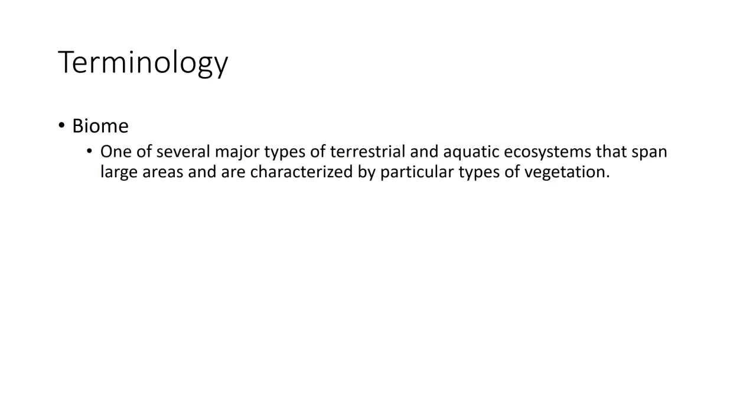A biome, by definition, is one of several major types of terrestrial and aquatic ecosystems that span large areas and are characterized by particular types of vegetation. So when we're looking at a biome, we are looking at a massive area. Worldwide, depending on who you talk to, we've got probably a dozen to 24 different kinds of biomes. So these are very large areas.